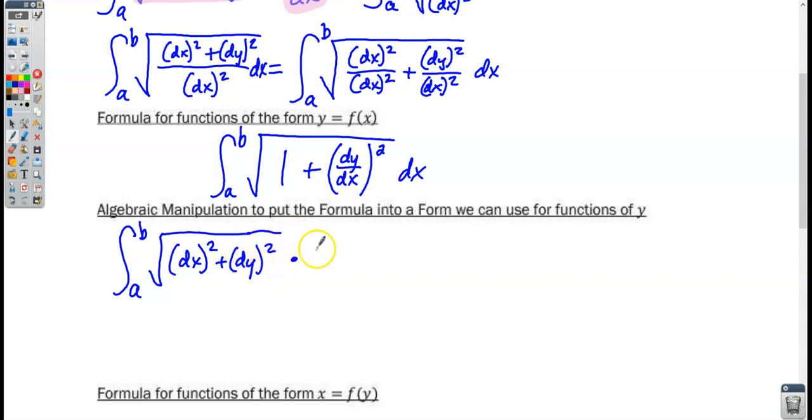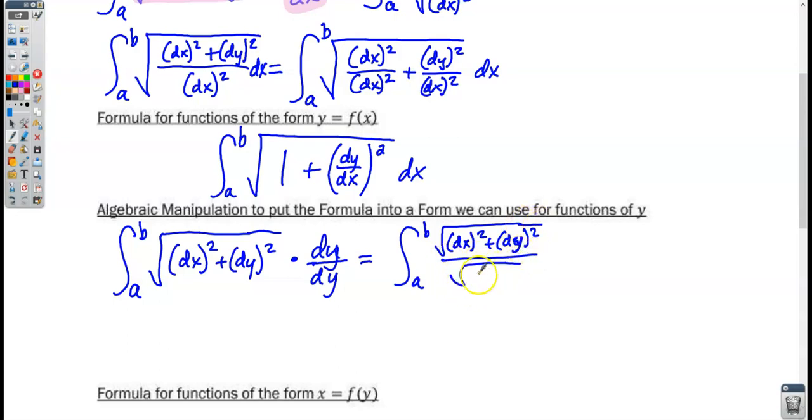And we're going to bring in dy over dy. And then manipulate this algebraically, just like we did for the curves of the form y equals f of x. You know, this turns into square root of dx squared plus dy squared over square root of dy squared. And I hope you know where this is all going in the end.